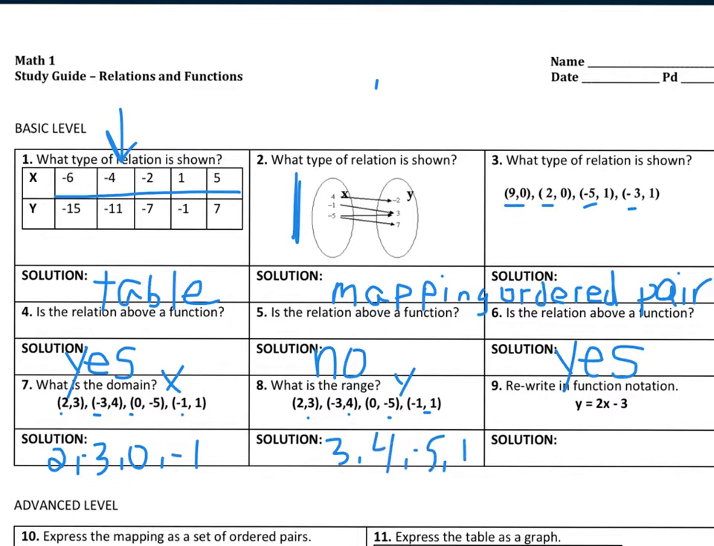So number 9 asks us to rewrite in function notation. So remember, function notation was that f of x. So we can say f of x is equal to, and we are just going to rewrite what they gave us, 2x minus 3.